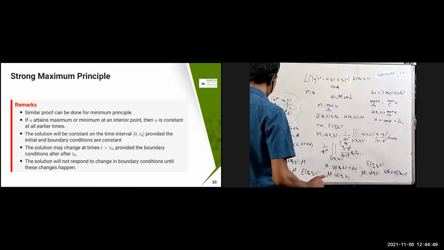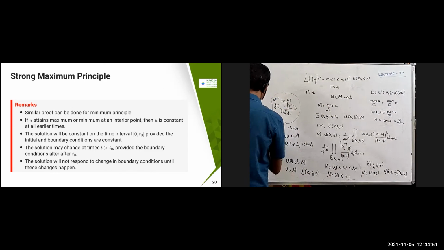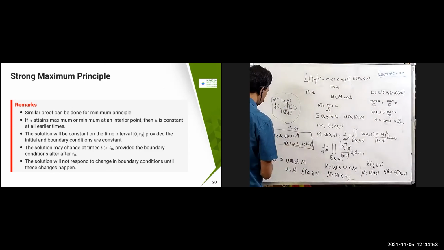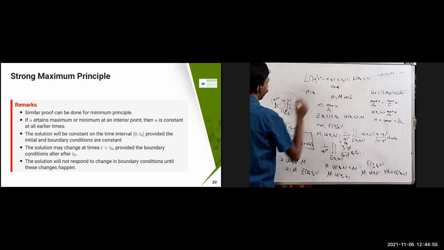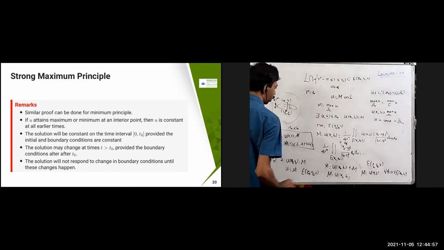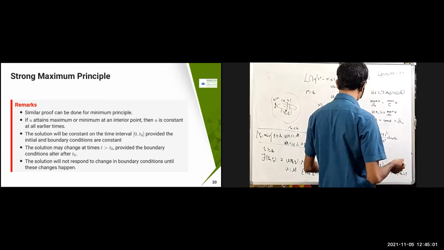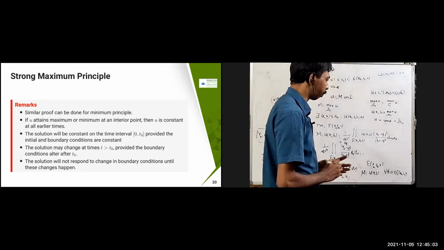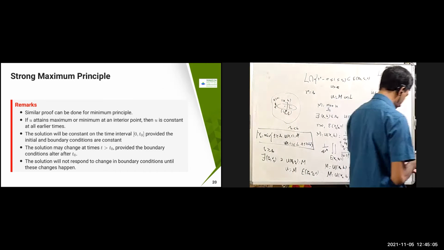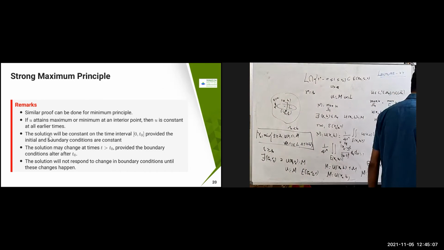So here, the only tricky parts are these two. This one you have to construct, and for the contradiction part you have to take it. So these two are the tricky parts. The remaining things are just using the previous mean value property definition and then applying it. That's all. A similar kind of proof can be done for the minimum principle also.